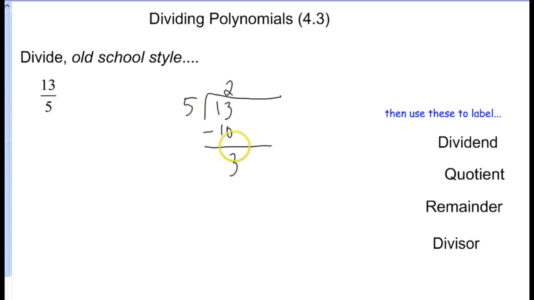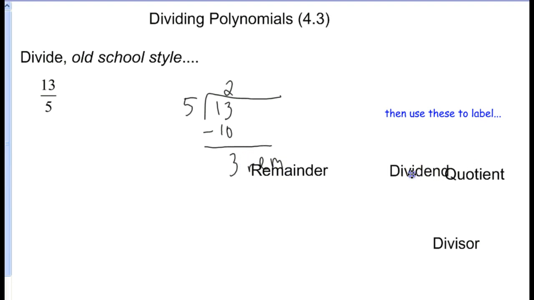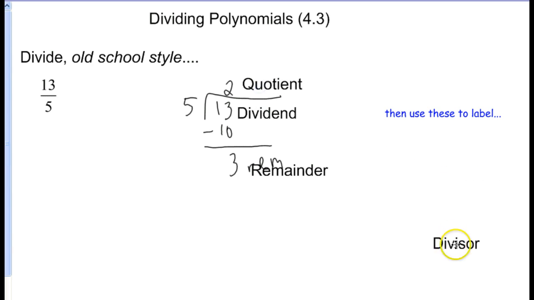And remember back in the day when you didn't put a decimal point and just stopped and called that the remainder? That's actually what we're going to do with what we're doing. So the remainder, in this case, is that number. The dividend is in the house. The quotient is up there and the divisor is here.